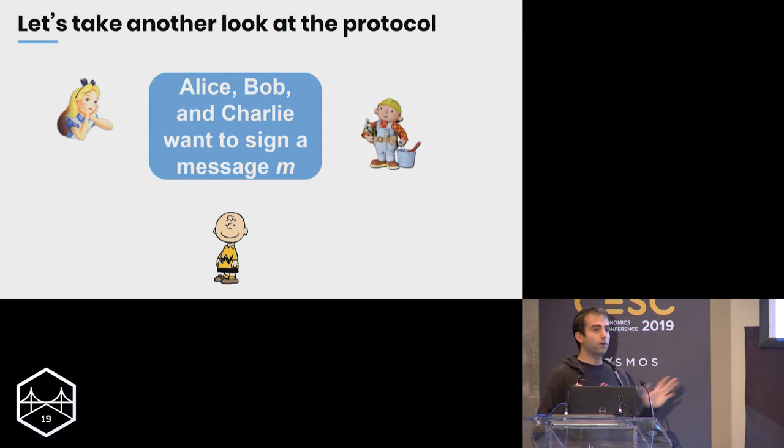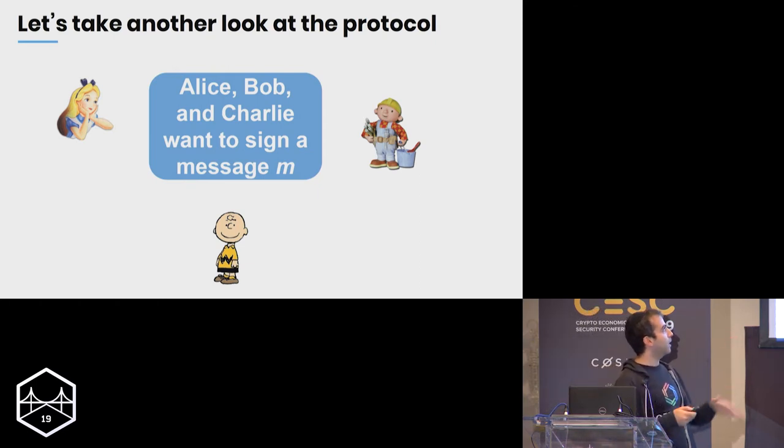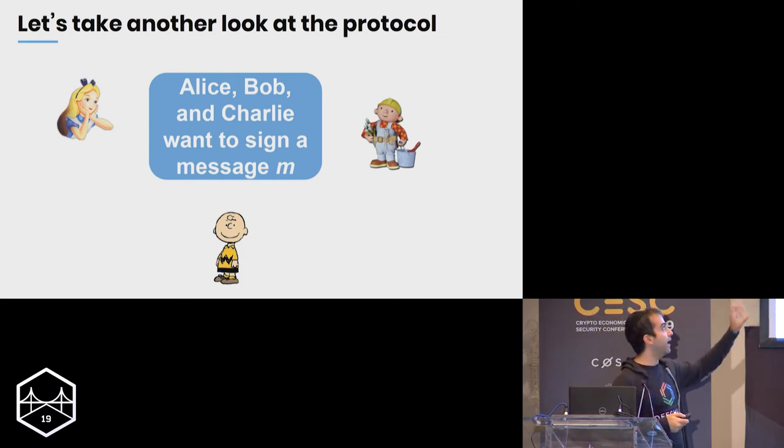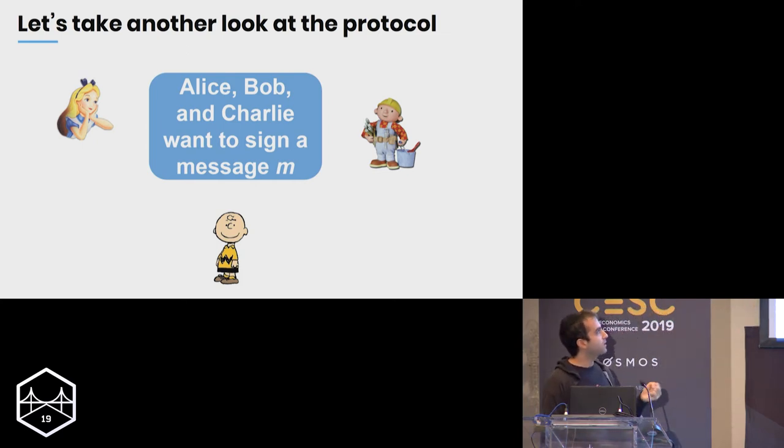Here's how the protocol works at a very high level. Alice, Bob, and Charlie want to sign a message. Think of this as a 3-of-N protocol. Maybe there are 20 players, maybe there are 10, but this is a protocol that says in order to sign, you need three of the players to participate and sign. So Alice, Bob, and Charlie say, hey, we like this message, we're going to sign it. So how does the protocol work at a very high level?